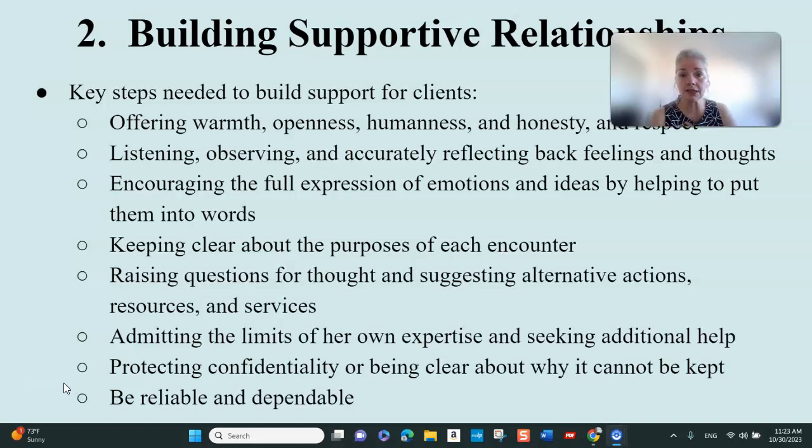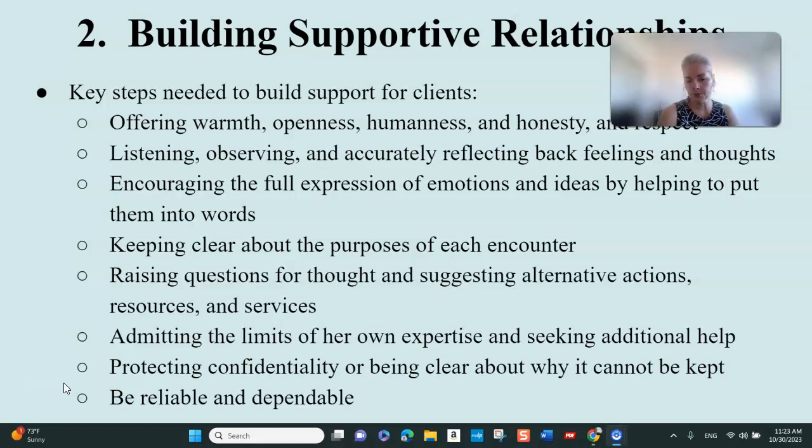Definitely want to admit your own limits. You don't know everything. It's impossible to know everything. That's okay. You need to model that for the client and also help them to understand their own limits. Model for them that you're going to ask for help and encourage them to also engage in that behavior as well.